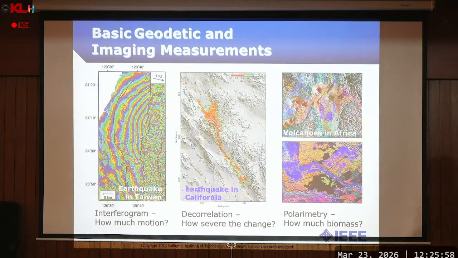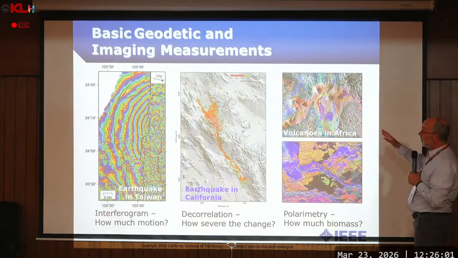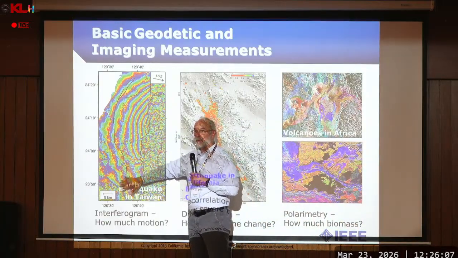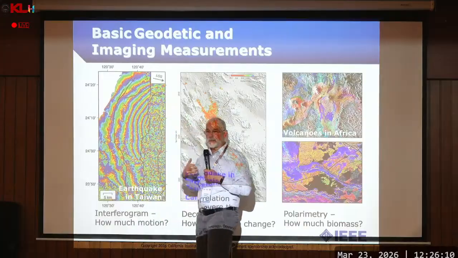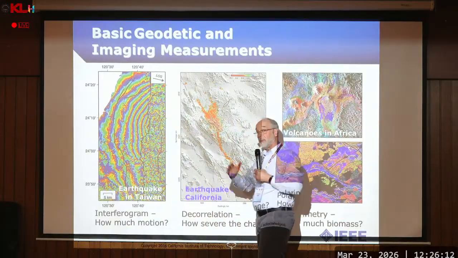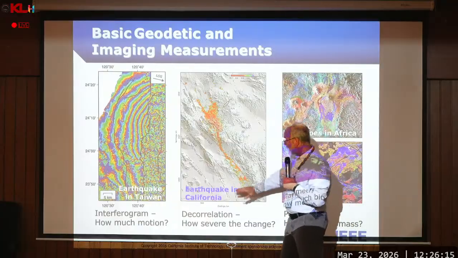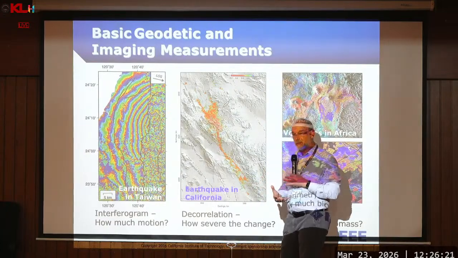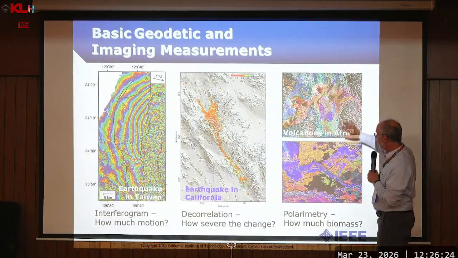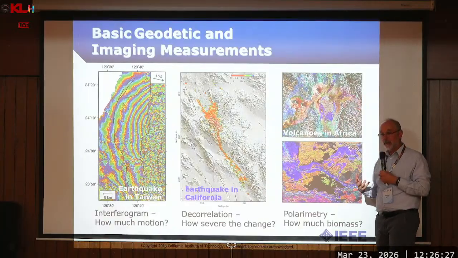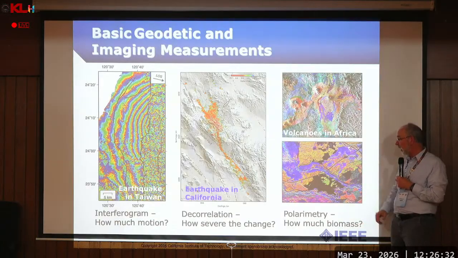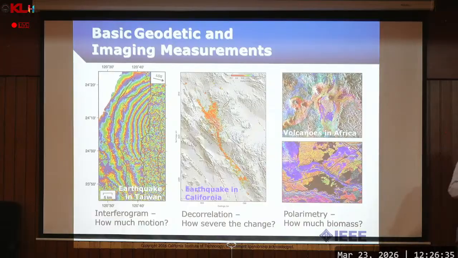Okay, this is my last slide today, and this is just summarizing what it is we're trying to do. We are measuring interferograms. We look at the phase. The phase tells us how much the ground has moved, or topography, if we're measuring topography. We can look at the correlation. Correlation tells us how much the ground has been disrupted. And we can look at the polarimetry, and that tells us what the surface types are on the Earth and what they mean, for example, biomass or biomass change, wetland inundation, all the things that we'll be talking about later in this workshop.